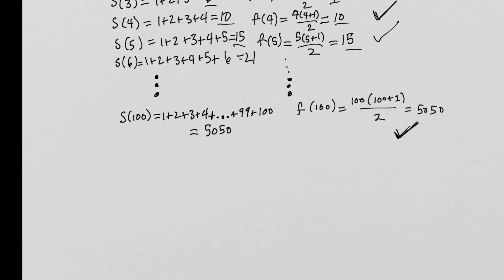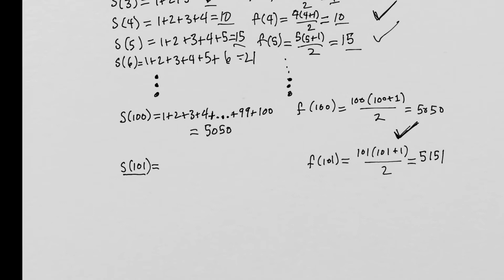And now I ask you, can you please calculate or check this for S of 101 and F of 101? So F of 101 is easy to calculate, right? You're just going to put 101 times 101 plus 1 divided by 2. You can throw that into a calculator quickly, and you will get 5151, right? Okay. But what we'd like to do is also calculate S of 101.